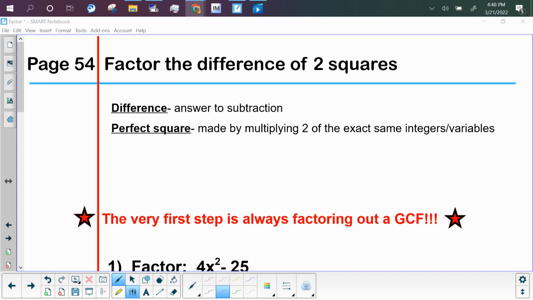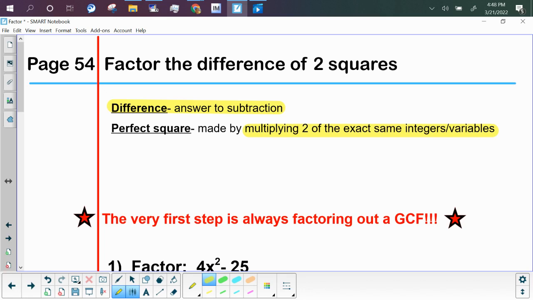First thing we're going to do, we've got two definitions we need to write. So first definition is what a difference is. So remember, a difference means it's an answer to a subtraction problem. Okay, and our second definition is perfect square. And what a perfect square is, it's made by multiplying two of the exact same integer or variable. So pause your video, write that stuff down.